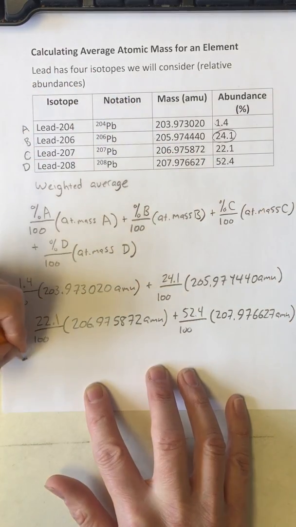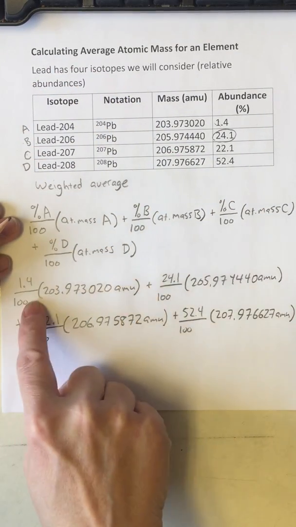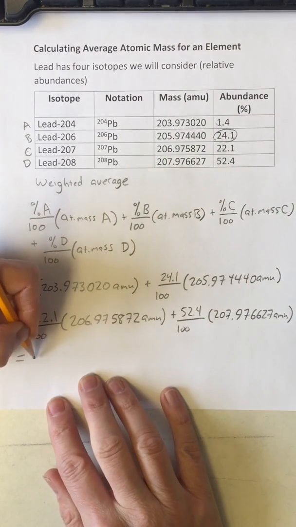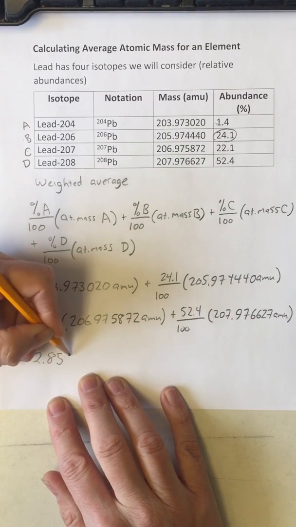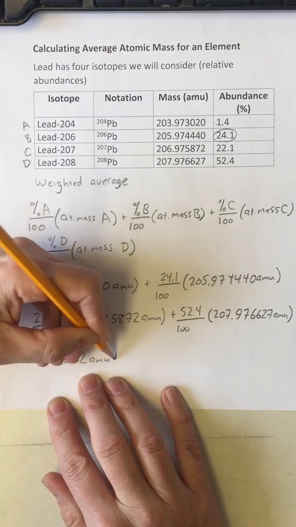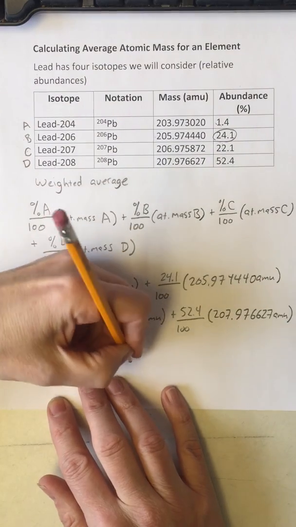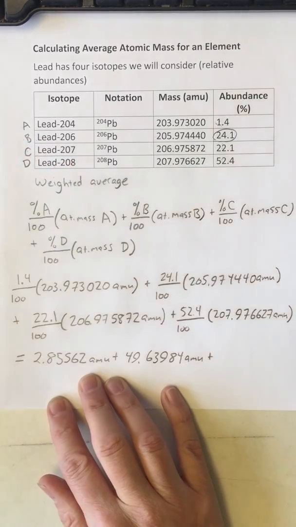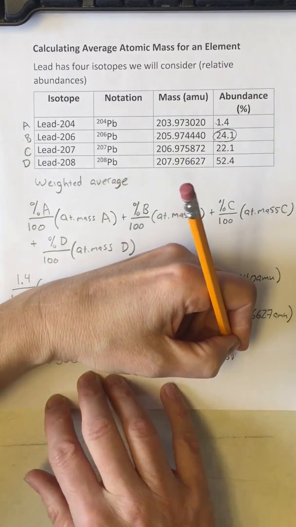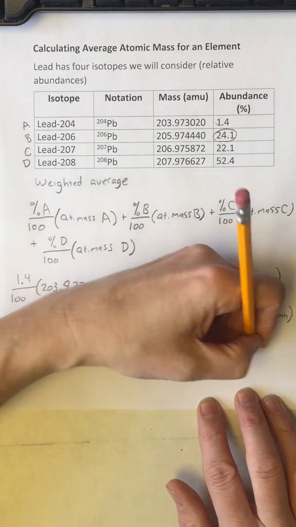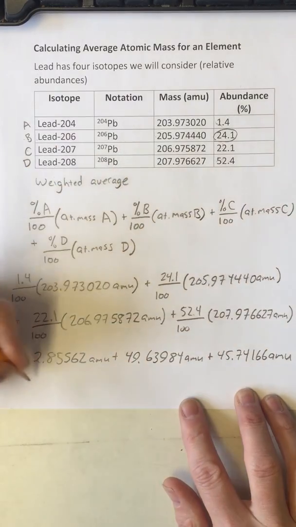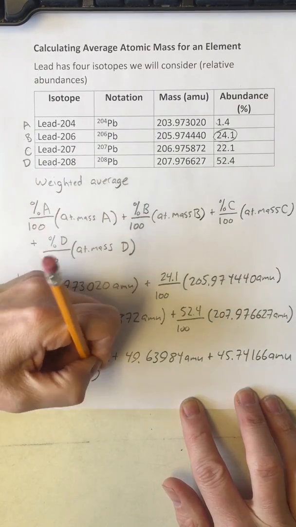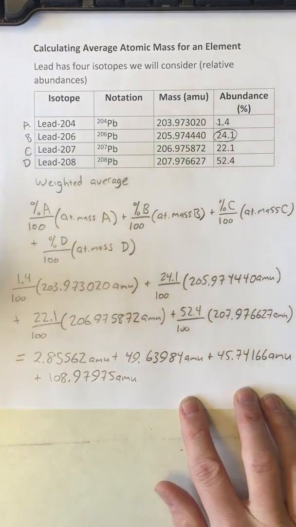AMU. Okay. And what I would recommend doing when you do these problems is just go ahead and calculate this out as one term, calculate this out as a second, this one as a third, and this one as a fourth. So I've done that already, and what I came up with is 2.85562 AMU plus 49.63984 AMU plus 45.74166 AMU plus 108.97975 AMU. Okay, so there's our four numbers.